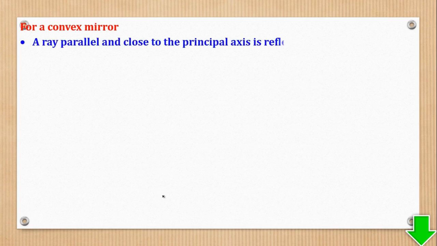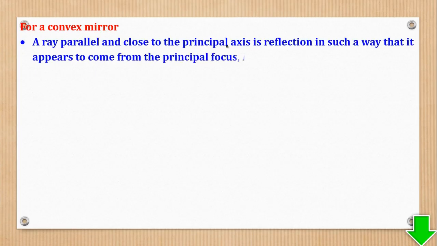Now that has been a concave mirror. What about a convex mirror? So it also has 4 rays. You just choose any 2. They are somehow similar. The difference is that these ones, they don't pass through the focus. They only appear to. When it comes to convex mirrors, rays only appear. So you shall say a ray parallel and close to the principal axis is reflected in such a way that it appears to come from the principal focus, capital F.